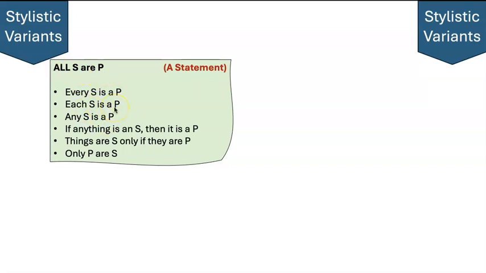Each S is a P. Each member of the subject category is a member of the predicate category. Any member of the subject category is a member of the predicate category. If anything is a member of the subject category, then it's a member of the predicate category. Things are members of the subject category only if they are members of the predicate category. And the last one that's a little trickier is: only members of the predicate category are members of the subject category.